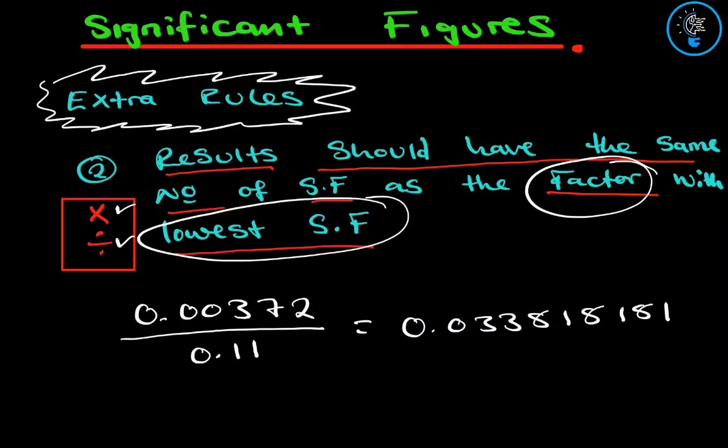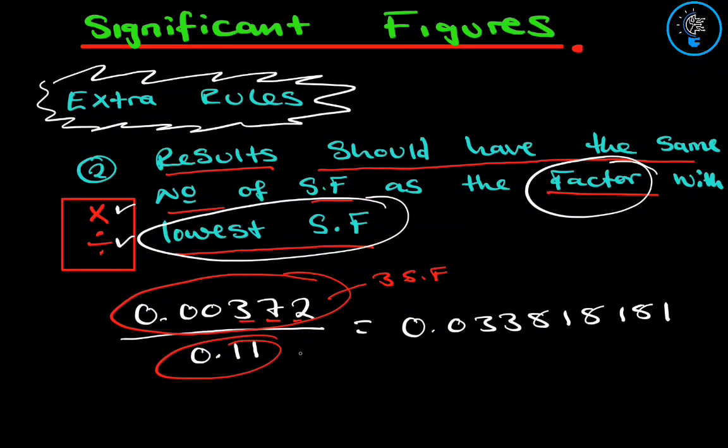But if we were to consider the number of significant figures for our solution, we can say the top part has how many significant figures? It has 1, 2, 3. Remember, leading zeros are not significant. Whether there is a point or there is no point, leading zeros are not significant. So this one has 3 significant figures, while the bottom part has 2 significant figures.